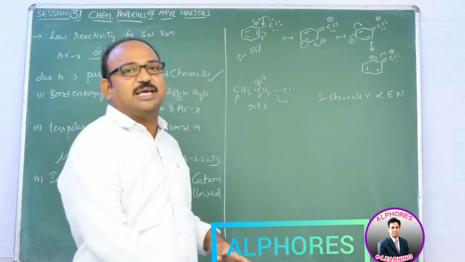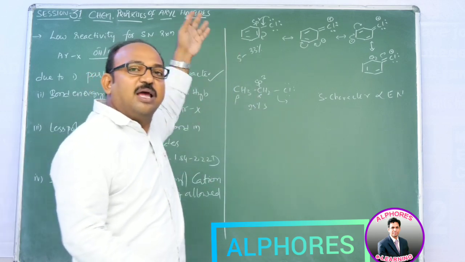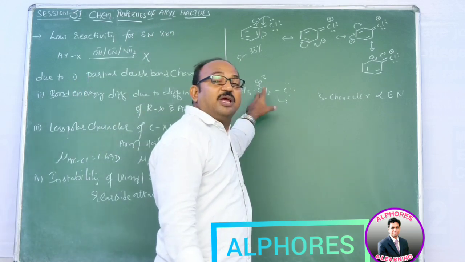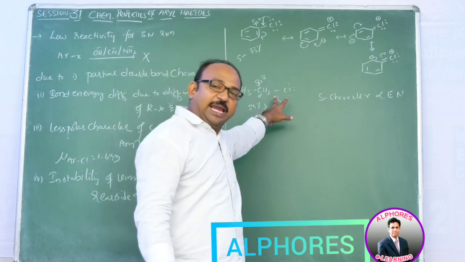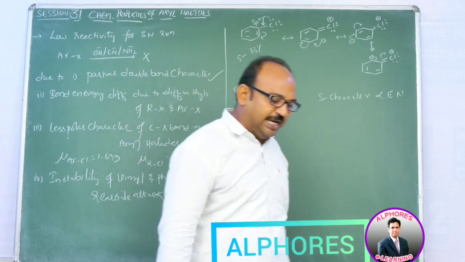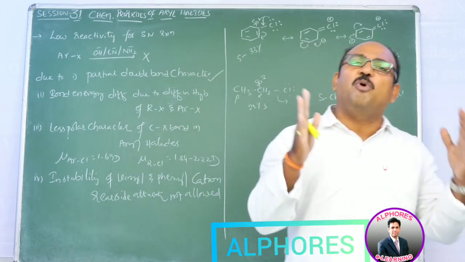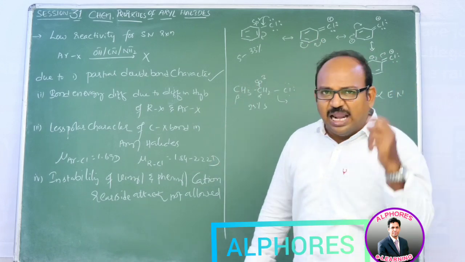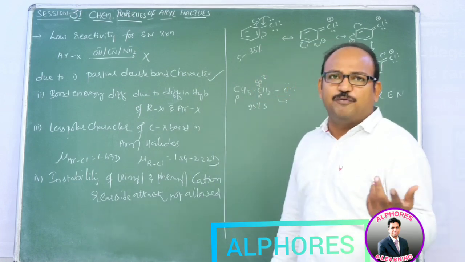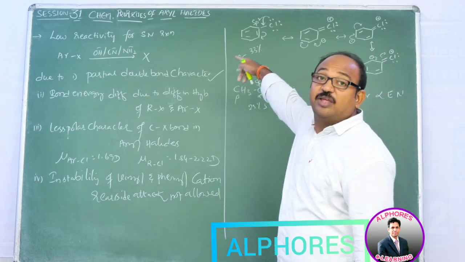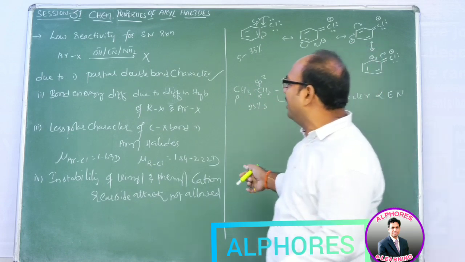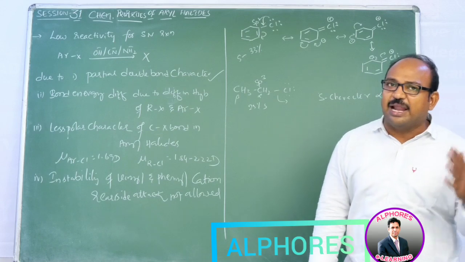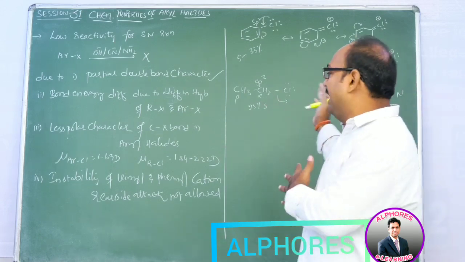Whereas in alkyl halides, the halogen atom is attached to an sp3 hybridized carbon with 25% s character. Compared to aryl halides, the alkyl halide carbon's s character is less, so it is less electronegative, meaning the difference in electronegativity will be more. Hence, in alkyl halides, the C-Cl bond has more polar character, whereas in aryl halides it has less polar character, because the difference in electronegativity is less. Hope you got the point. That is the third point: less polar character of the C-X bond in aryl halides compared to alkyl halides.